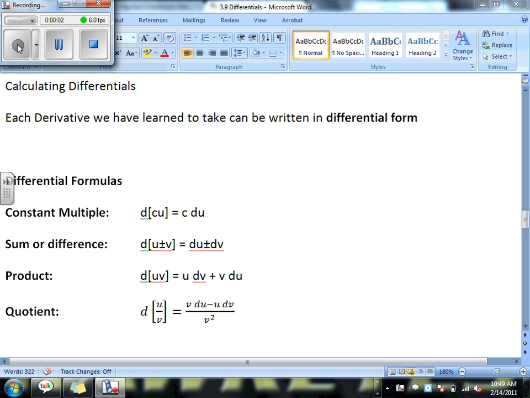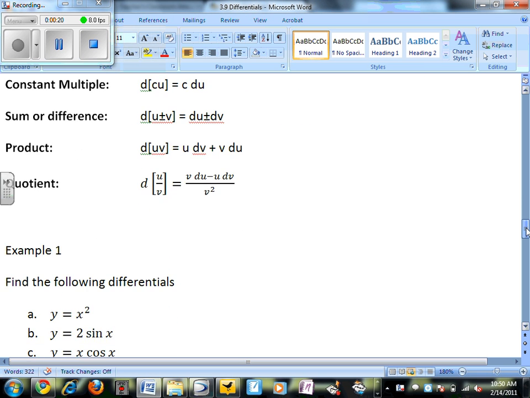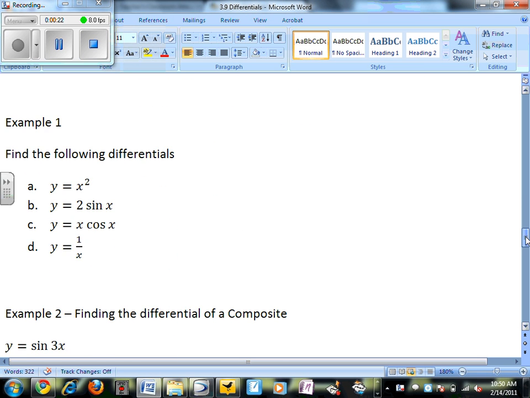Here's a little bit more about calculating differentials. Each derivative we've learned to take can be written in differential form. Our same rules apply, and it's really no big deal. Here are our rules, formulas, and it'll make sense when I do a couple of these problems down here. Okay, so find the following differentials.